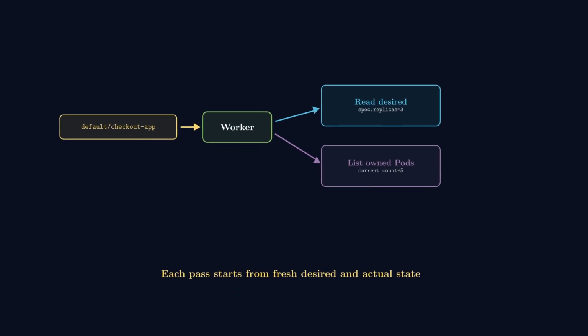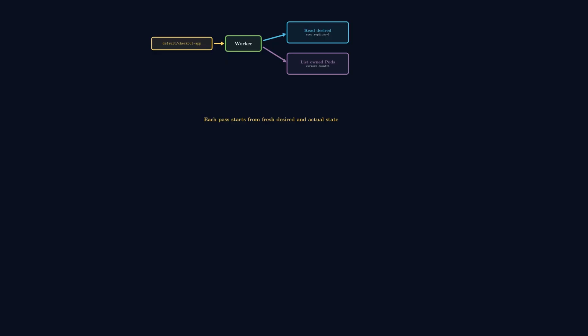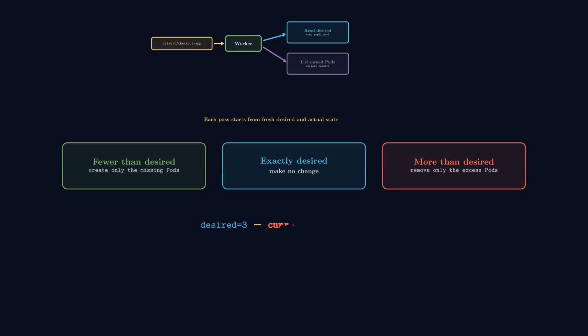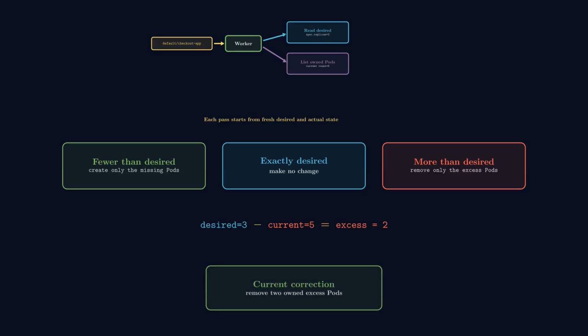The controller then calculates the current gap. When fewer pods exist than desired, it creates only the missing pods. When the counts match, it does nothing. When too many pods exist, as in this incident, it removes only the excess pods using a consistent selection rule.